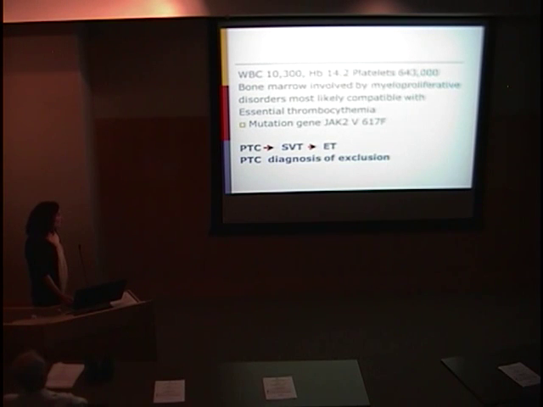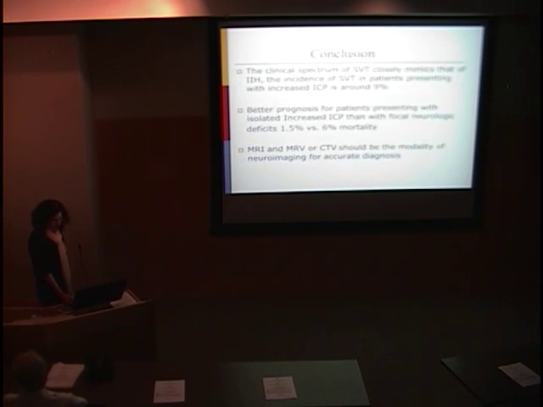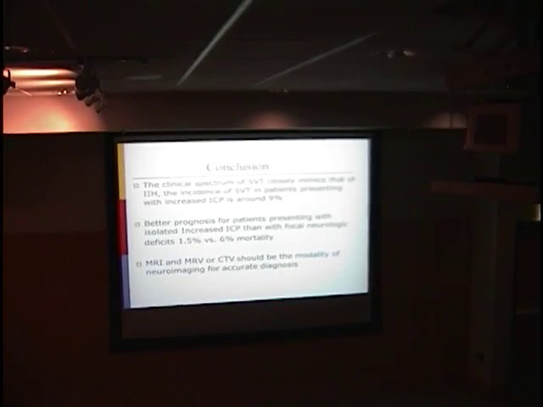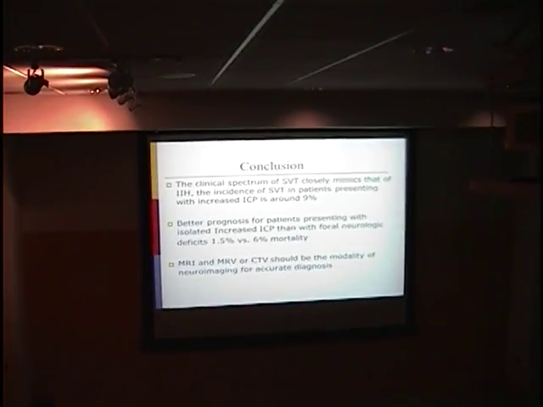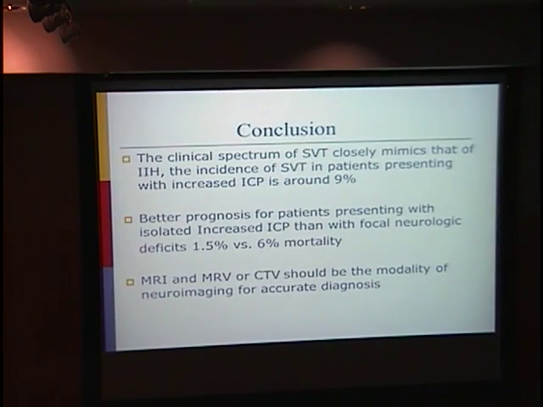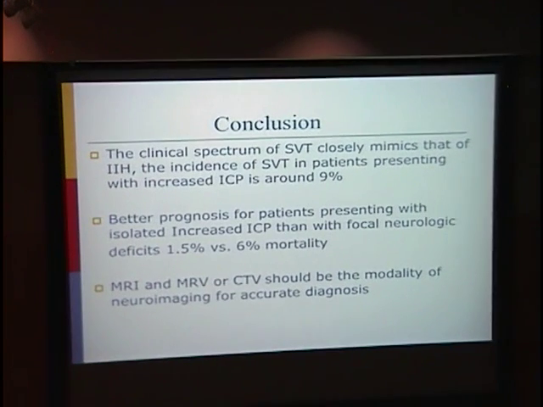And pseudotumor, and I will repeat this sentence a few times in the lecture, is a diagnosis of exclusion. It's important to remember that sinus venous thrombosis closely mimics IIH. The incidence of sinus venous thrombosis in patients presenting only with signs of increased intracranial pressure is around 10%. MRI and MRV or CTV should be performed for accurate diagnosis in all these cases.